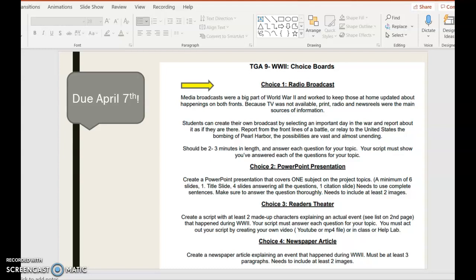So if you choose to do your TGA 9 on Reader's Theater, listen up. For the Reader's Theater, you need to create a script with at least 2 made-up characters explaining an actual event. You'll see that list on the next slide. That happened, an actual event that happened during World War II, and your script must answer the questions about your topic.